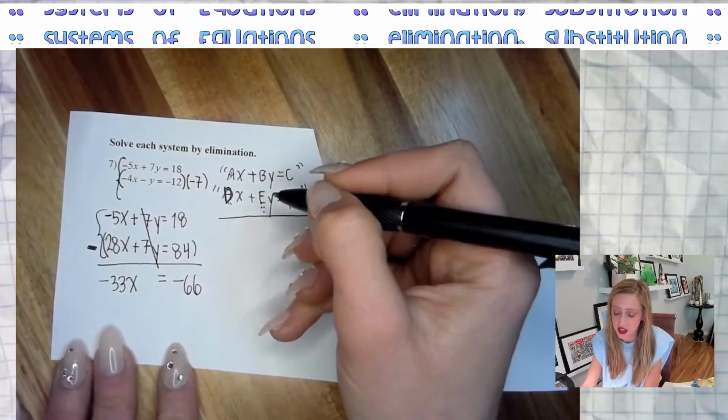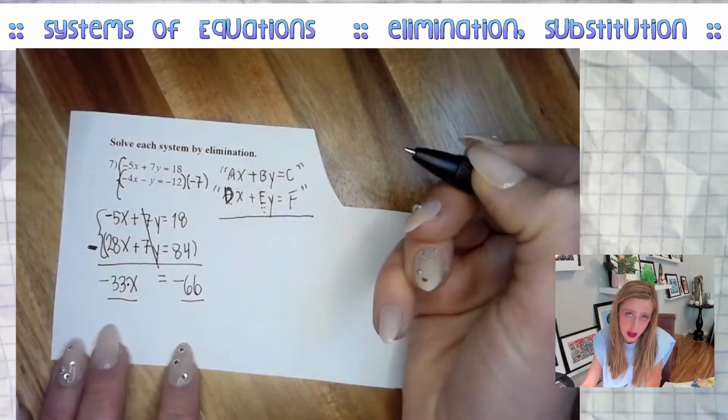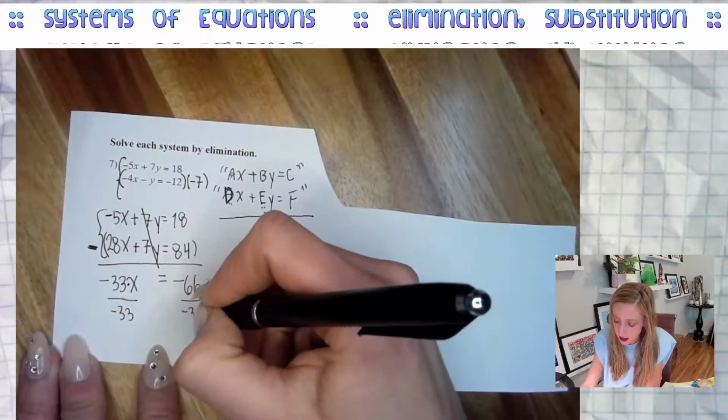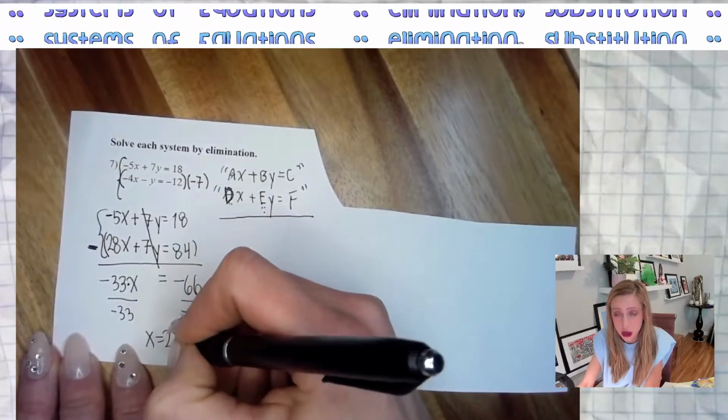Then you just finish off solving for x. How do I get x alone? The negative 33 is attached with multiplication. We're going to divide by negative 33. And we get x equals negative over a negative, 2.